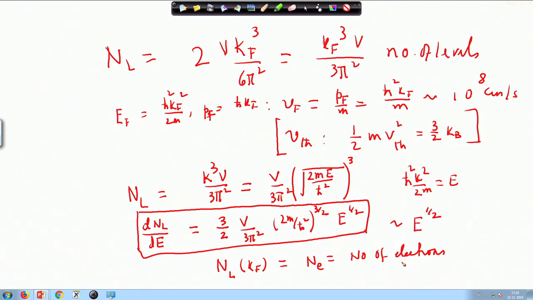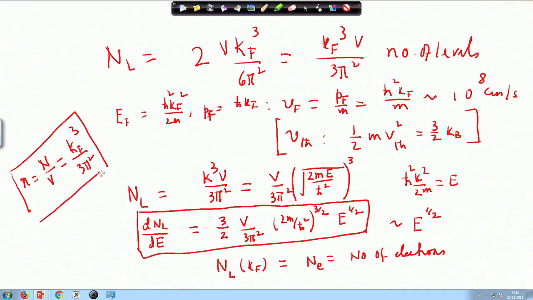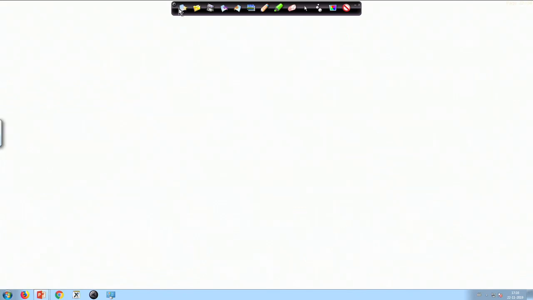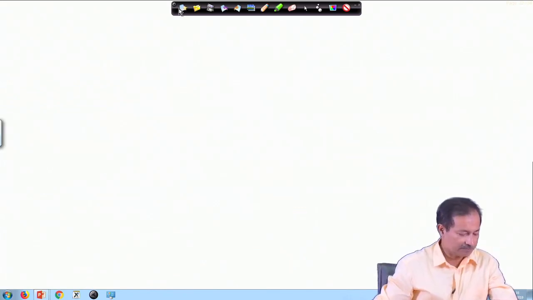This factor of 2 comes when you count the number of levels. When you count the number of states you do not count the 2, but then you multiply by 2 to get the number of levels, which is the same as the number of electrons. So, from that you can figure out that the density is N by V equal to k_F cubed by 3 pi squared. The V is gone.